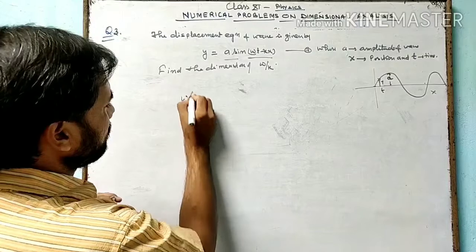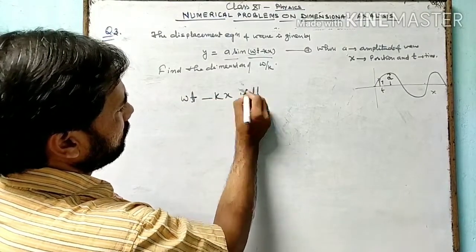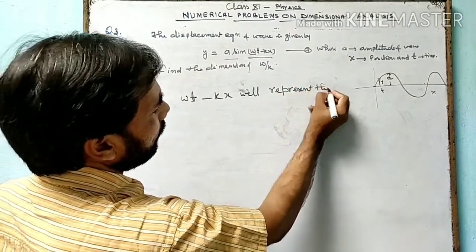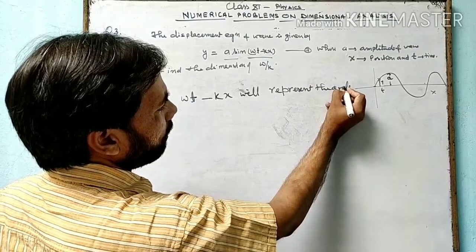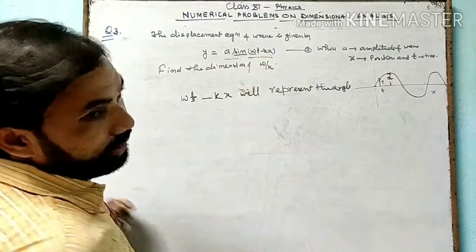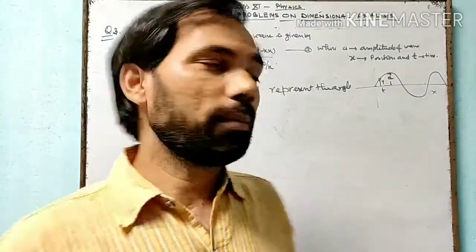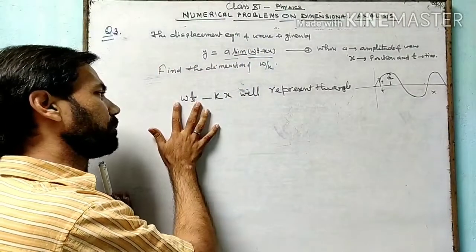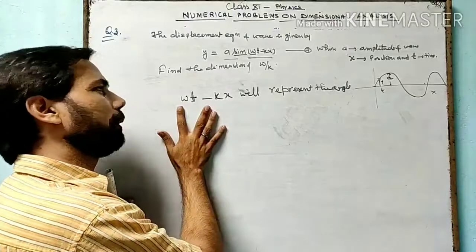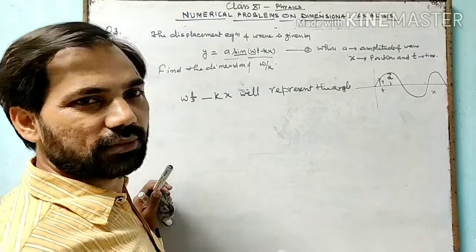Omega t minus kx will represent the angle. Is there any doubt? Have you any doubt? Sine of what? Sine of any particular angle. It means the dimension of both terms, omega t as well as kx, should have the dimension of angle. As you know, angle is a dimensionless quantity.